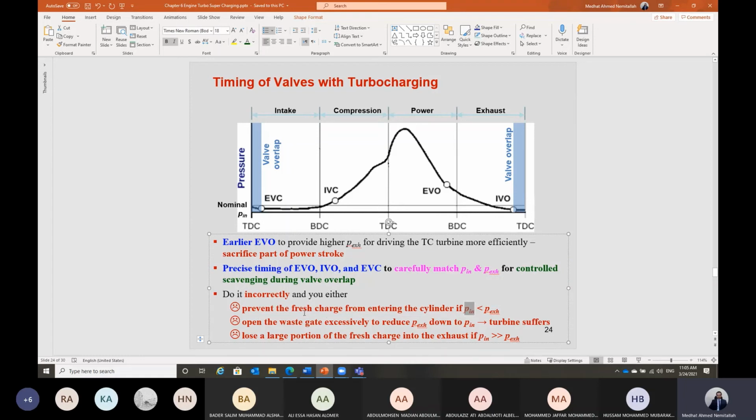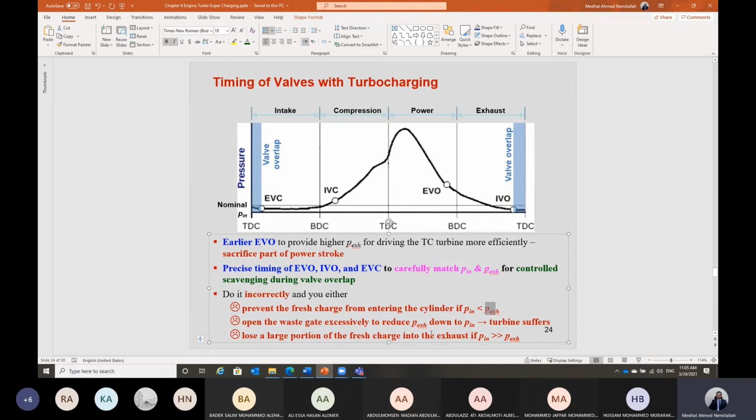In this case, if the intake pressure is very low and less than the exhaust pressure, this will prevent the fresh charge from coming into the engine, because the intake pressure is lower than the pressure inside the cylinder during the overlap period. So the intake charge will not be able to get inside the engine. You can imagine, a turbocharger may result in very low pressure if you are not matching the operation very well. The pressure in the intake manifold may be less than the pressure inside the cylinder, and the fresh charge will not be able to get inside the engine.